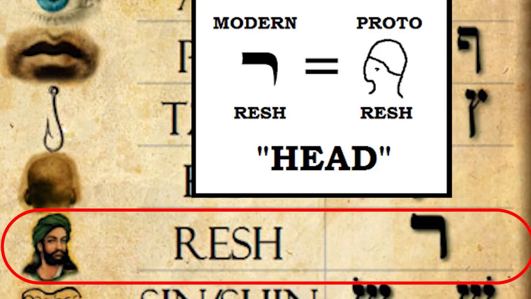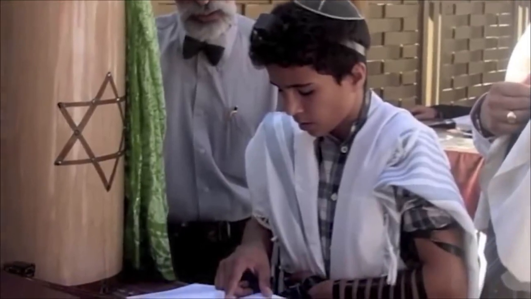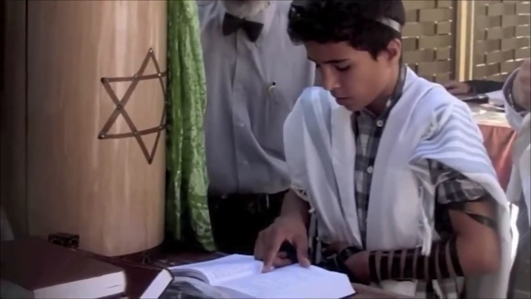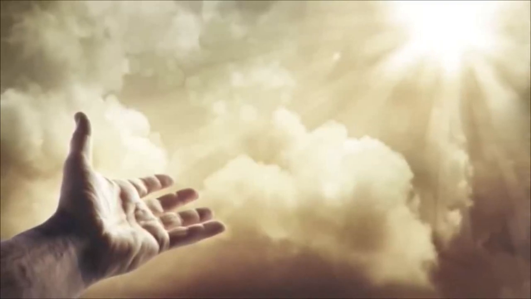Resh is a head, a little picture of a head. And we know that B and R together, bar, son of. Aleph is God, the strength of the tent, Aleph Beit, God of beginnings, the creator.